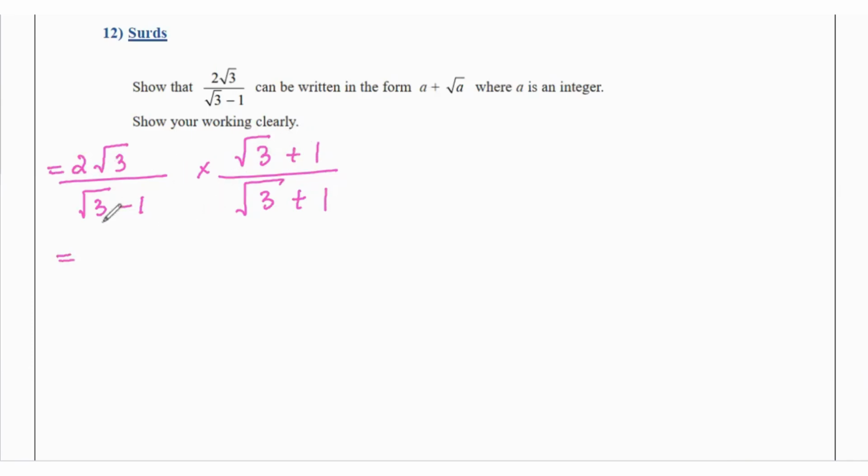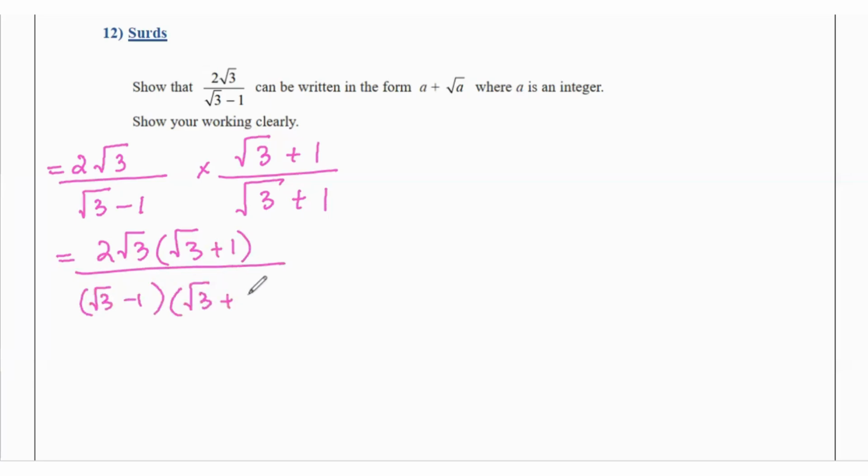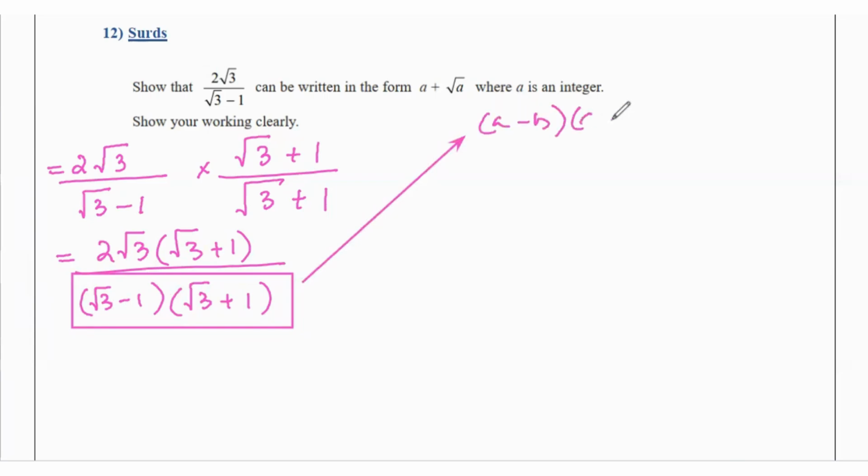Once you've done that, multiply the denominator with the denominator and numerator with the numerator. So root 3 minus 1 times root 3 plus 1. Just like we did in the previous question, you must notice that this is also similar to difference of perfect squares, where it's a minus b times a plus b, which equals a square minus b square. This rule will always be applied to the denominator to make your calculation easier. If you want to expand the bracket, that is also fine.